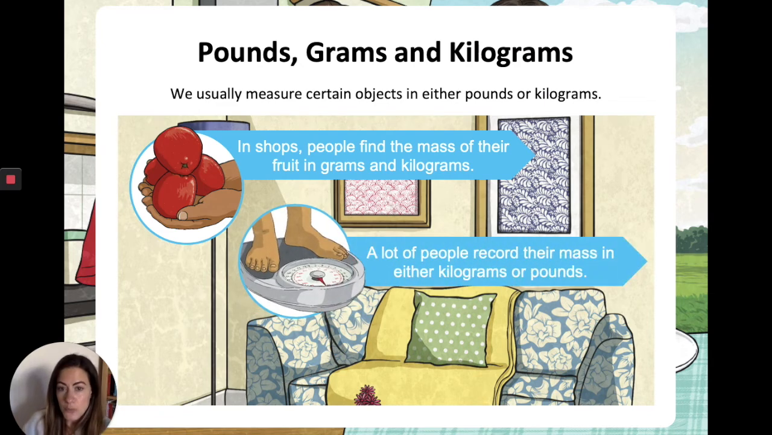When you weigh your body, when you find out your body weight, some people use kilograms and some people use pounds. It just depends on the scales. If you've got scales at home, you might want to look at what your scales are measured in. Some scales will have both.